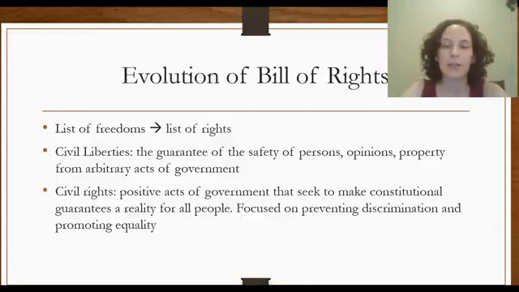Civil rights, this term refers to when the government steps in with the goal of preventing discrimination and promoting equality. These are the positive acts of government that are supposed to make whatever the Constitution says a reality for all people. So pretty much all civil rights in the modern era come out of the 14th Amendment. And that you should have equality, at least equal protection under the law.